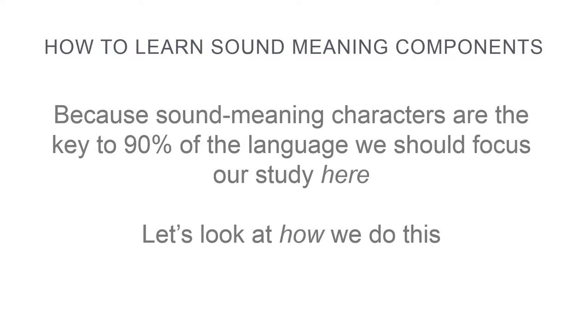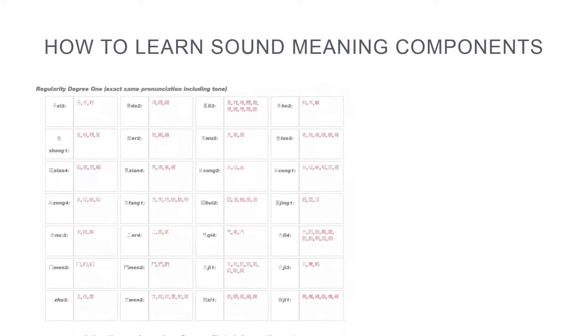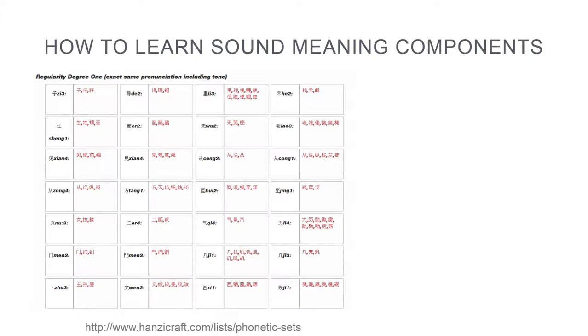If sound meaning characters make up 90% of the language and provide us with shortcuts and hints about the meaning and the pronunciation, then this seems like a good place to focus our study. I'm sure you agree about this. There are lists of phonetic components here on Handicraft. This is what it looks like, and I've put the link below.